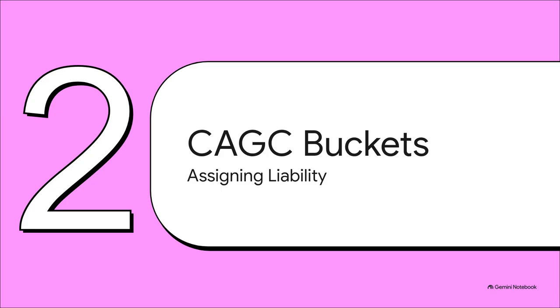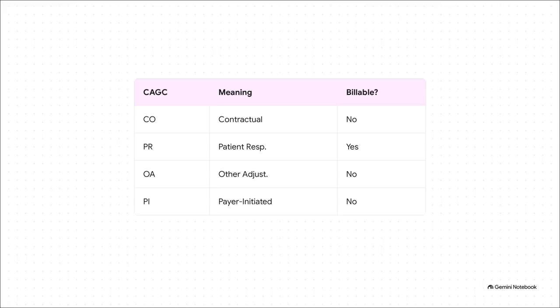Which brings us to Section 2, the CAGC buckets. CAG stands for Claim Adjustment Group Code, and it tells you right off the bat whose financial responsibility an adjustment is. These fall into 4 primary buckets. First up is CO, or Contractual Obligation. This is a provider write-off based on your specific contract with the payer, and listen carefully, it is strictly not billable to the patient. If you try to balance bill the patient for a CO adjustment, you're actually violating your contract. Next is PR, which is patient responsibility.